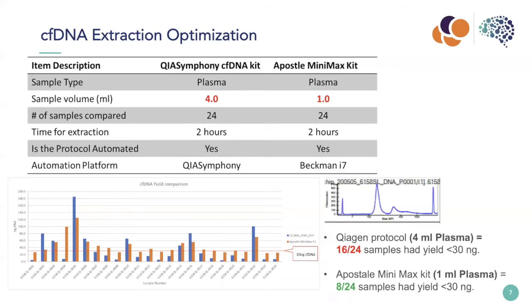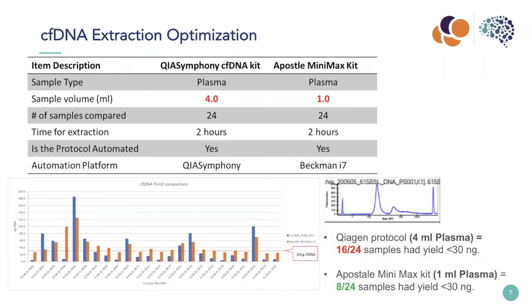If we also look at the extraction conditions around cell-free DNA, or in this case, the extraction of cell-free DNA with the goal of detecting circulating tumor DNA, there were two primary kits that were looked at, one being the QIAsymphony cfDNA kit, and the other being the Apostle Minimax kit from Beckman. And you can see some of the key metrics of the kits. The number of samples that were compared was 24. The time for extraction is very equivalent, approximately 2 hours.